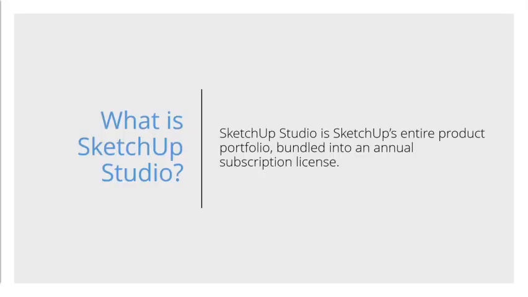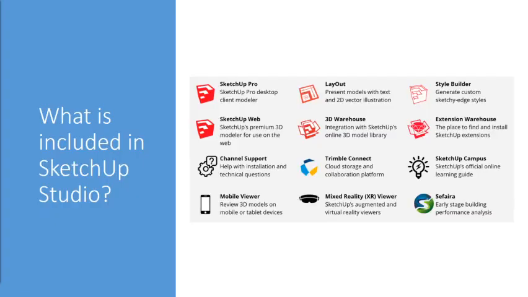And also in SketchUp subscription, there's SketchUp Studio. SketchUp Studio is SketchUp's entire product portfolio bundled into an annual subscription license. As far as what's included in SketchUp Studio, there are 12 products and services that are present as part of the Studio bundle. The SketchUp Studio subscription includes everything in the Pro version with the addition of the building performance analysis application, which is Sefaira.